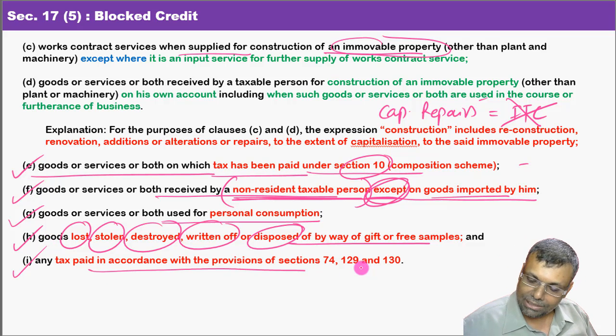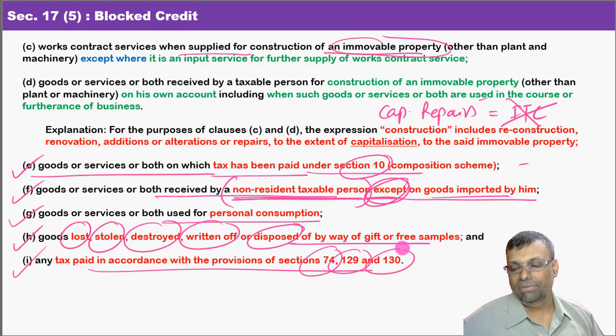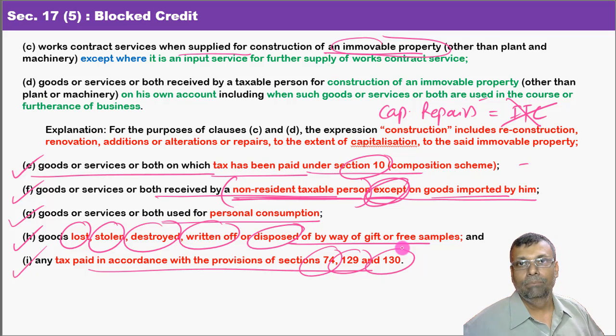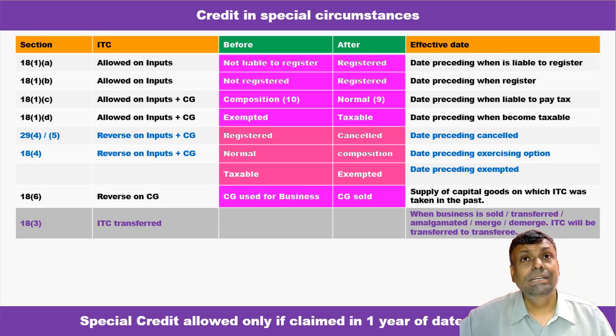The next one, the tax paid in accordance with the provisions of 74, 129, 130. It is basically some demand recovery and kind of situations. So any such taxes paid on these particular fronts, you are not going to get any input tax credit for any taxes paid under these sections. Basically the demand recovery in some special situations type of cases, you are not going to get the input tax credit.